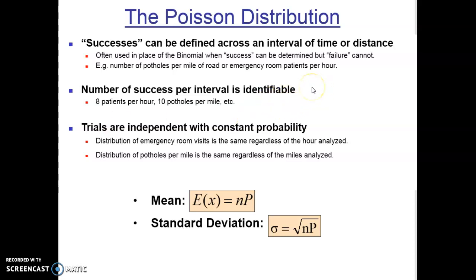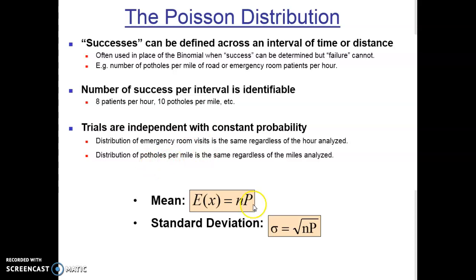That's a similar requirement to the binomial: n must be determinable. Trials need to be independent with constant probability. Again, similar to the binomial, you need independence and constant probability across your trials. So if we're looking at emergency room visits, we have to be able to assume that the probability is the same no matter what hour you analyze. If we're looking at potholes per mile, we need to assume the probability is the same no matter what miles you're looking at.